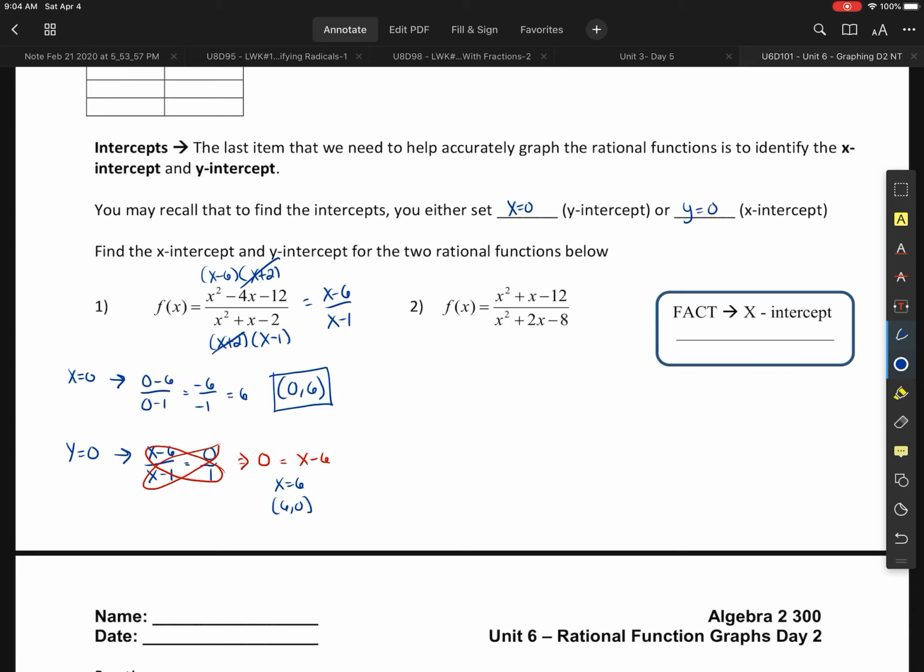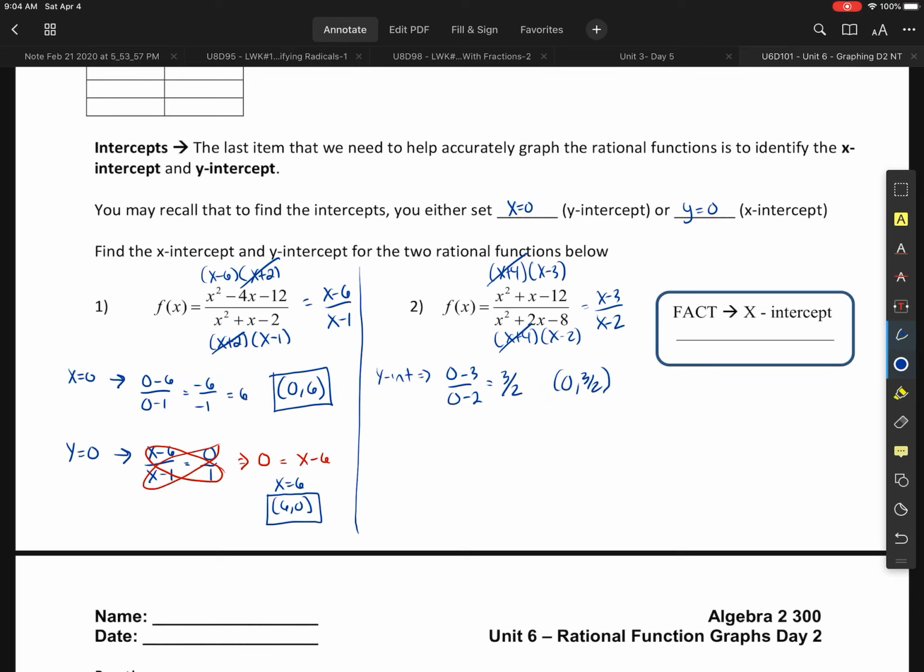Now the fact that we got the same x-intercept and y-intercept, that's a coincidence. That doesn't happen every time. Now if we look at our next example, if I factored x plus 4, x minus 3 over x plus 4, x minus 2, cancel, x minus 3 over x minus 2. If I want my y-intercept, I'm going to plug in x is 0. 0 minus 3 over 0 minus 2, 3 over 2. My y-intercept is (0, 3/2).